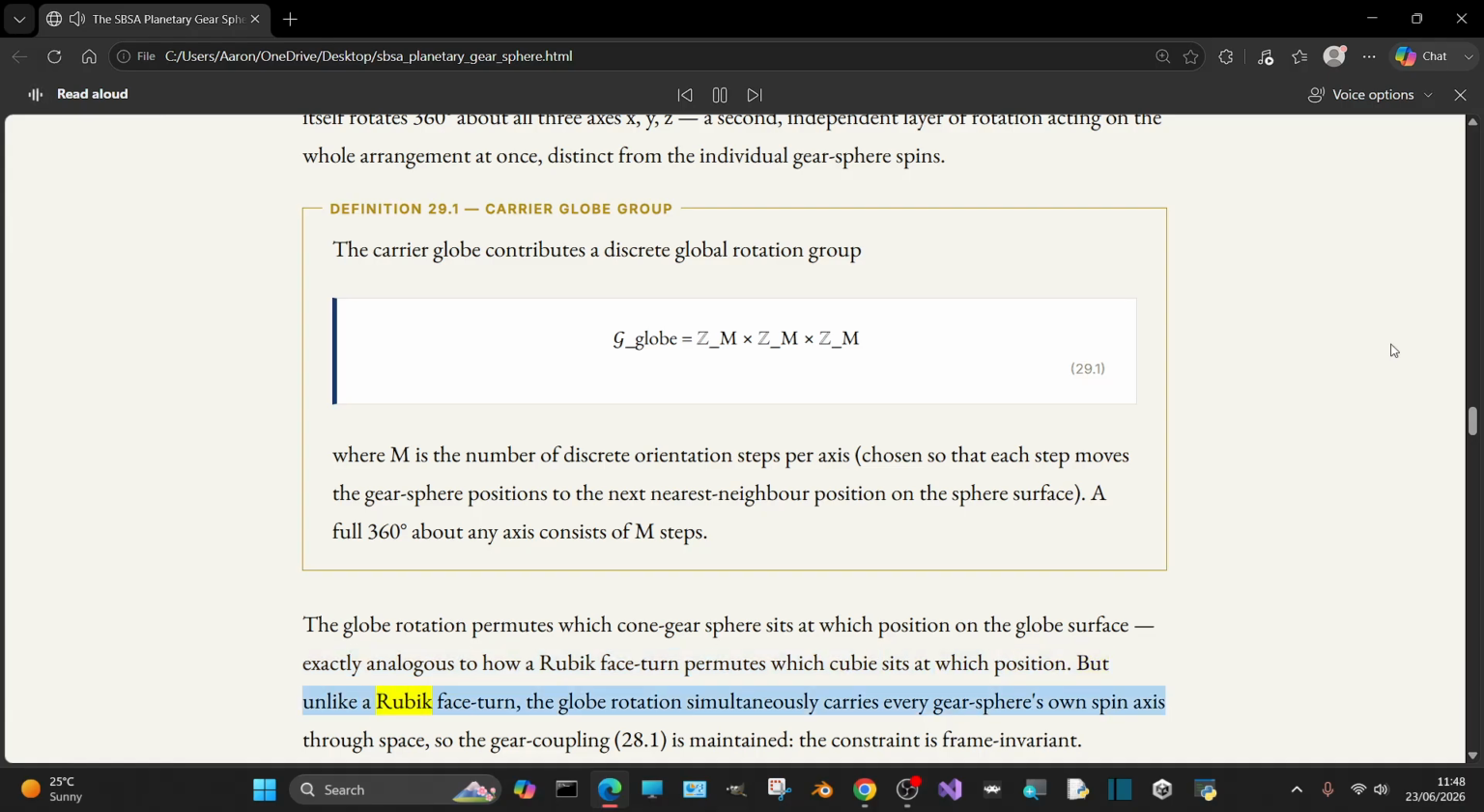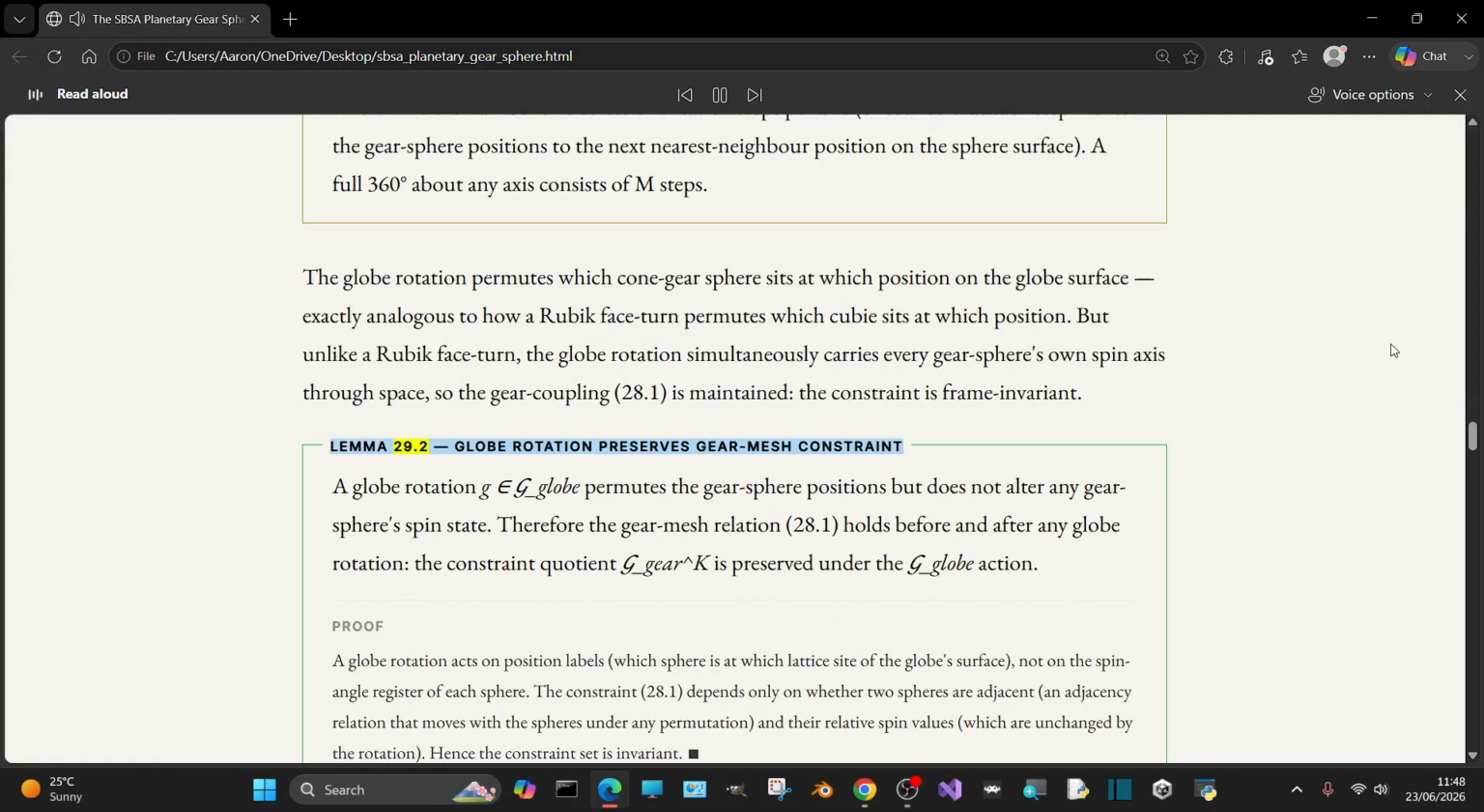But unlike a Rubik face turn, the globe rotation simultaneously carries every gearsphere's own spin axis through space. So the gear coupling, 28.1, is maintained. The constraint is frame invariant. Lemma 29.2. Globe rotation preserves gear mesh constraint.